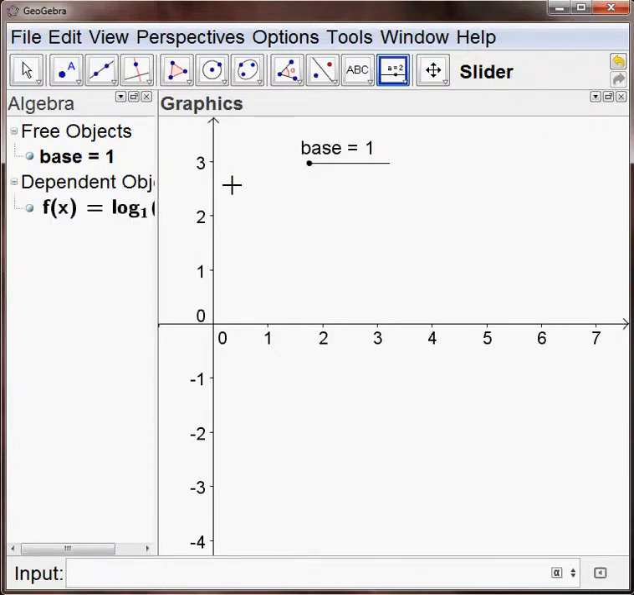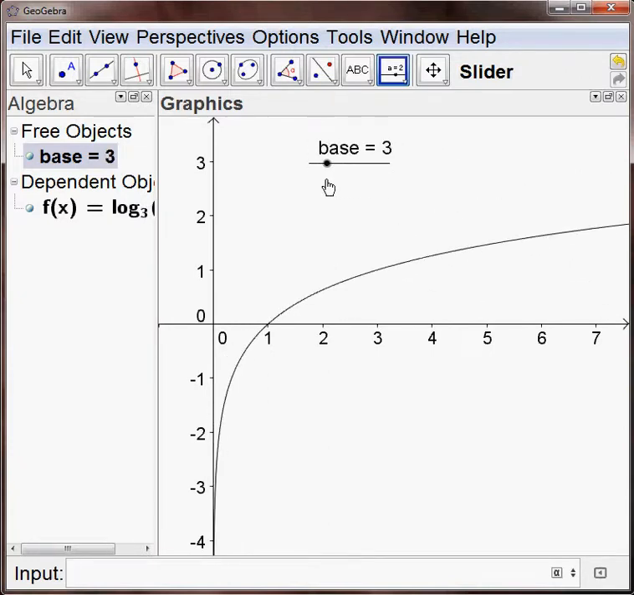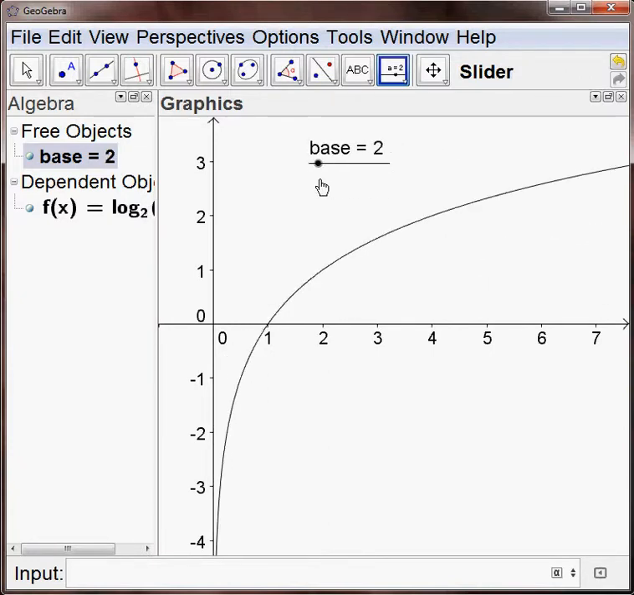And you can see with a base of 1, I'm not really getting anywhere. Let's look at base of 2. There we go. 2, 3, 4, 5, 6, 7, 8, 9, 10. And the natural log, that base e, is going to be somewhere between 2 and 3. And 1 just goes away.